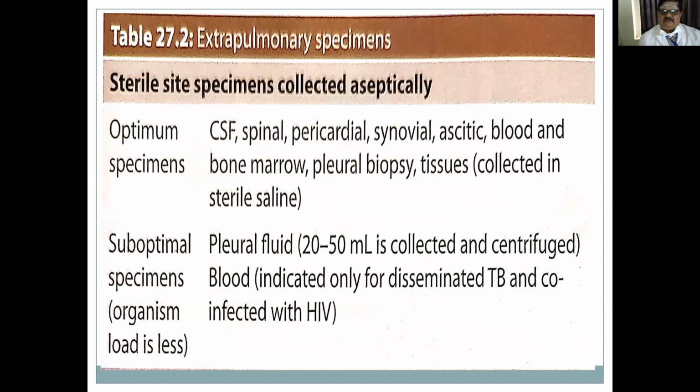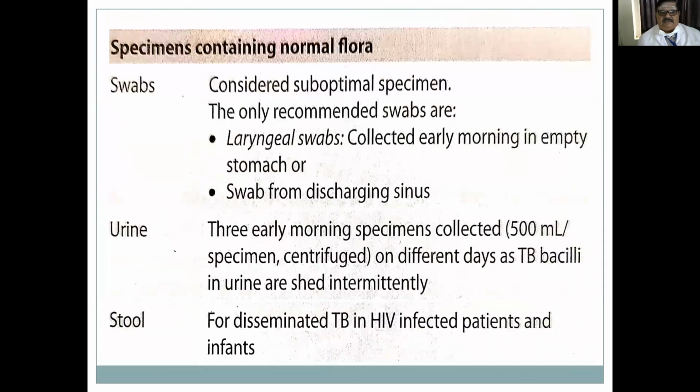Extrapulmonary specimens: CSF, spinal fluid, pericardial fluid, synovial fluid, ascitic fluid, blood and bone marrow, pleural biopsy, tissues collected in sterile saline. Suboptimal specimens, like really they are not so good, but still. Pleural fluid, 20 to 50 ml, that's why you increase the quantity. Blood is indicated only for disseminated tuberculosis and co-infection with HIV. The organism load is relatively less.